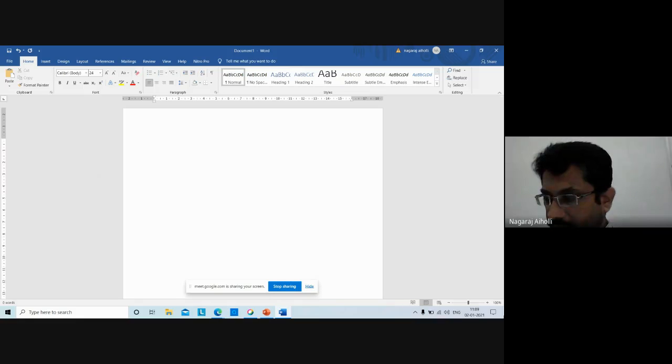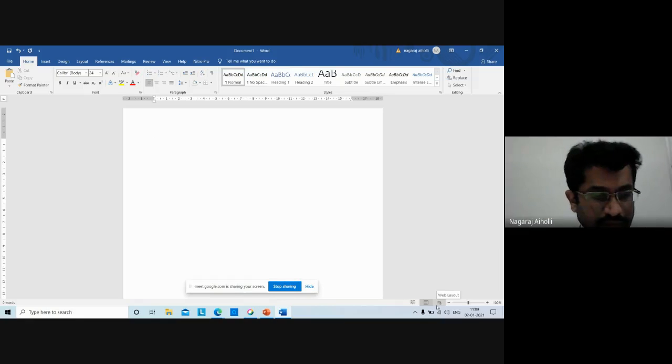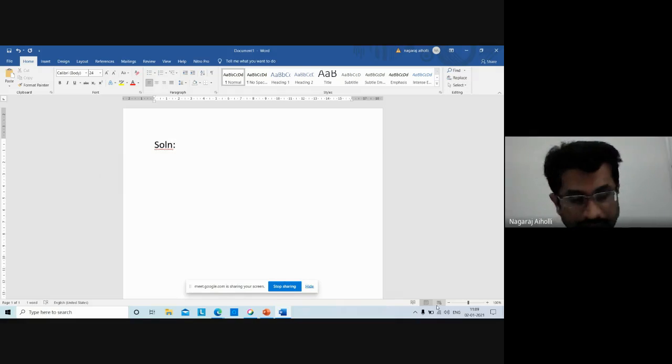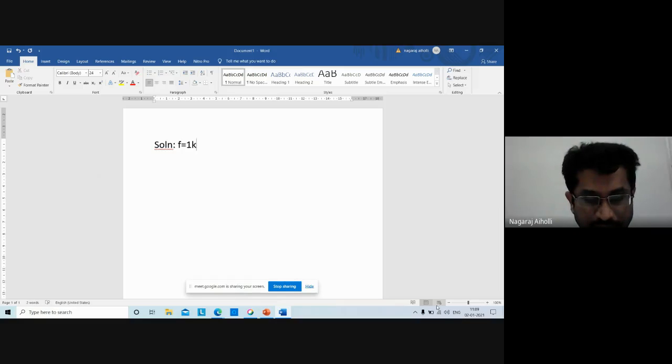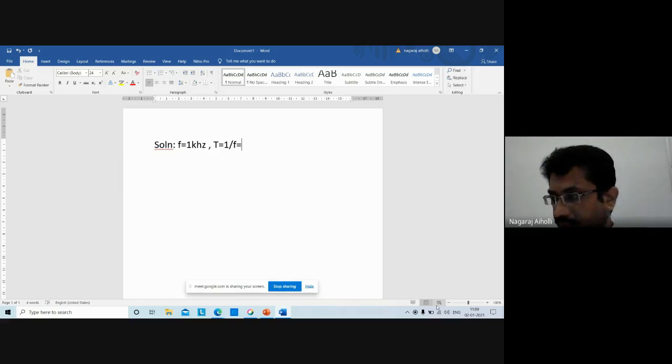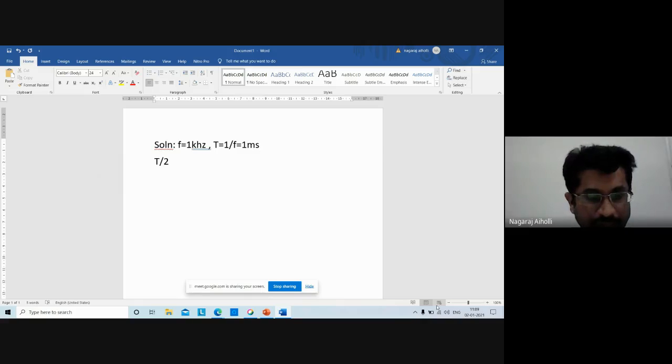Now, before writing the program, we have to know the calculation part. Here frequency is 1 kilohertz. What will be the time period? T is equal to 1 by f, which is 1 by 1 kilohertz, equal to 1 millisecond. Therefore, T by 2, half of the time period, is 1 millisecond divided by 2, that is 0.5 milliseconds.